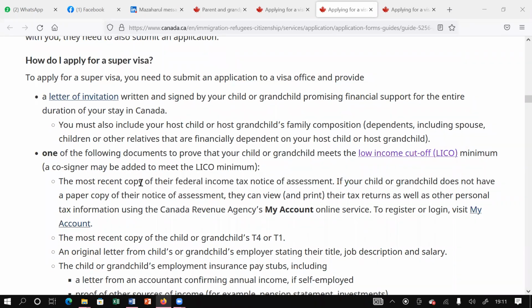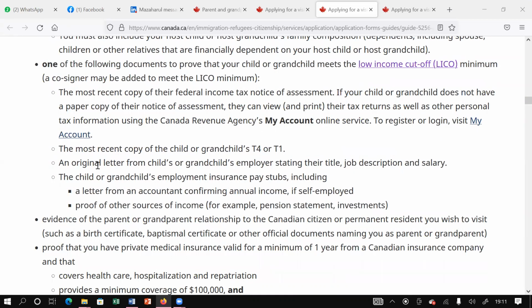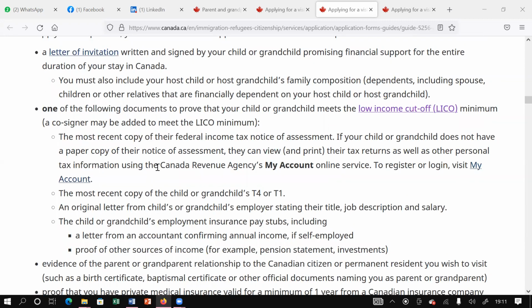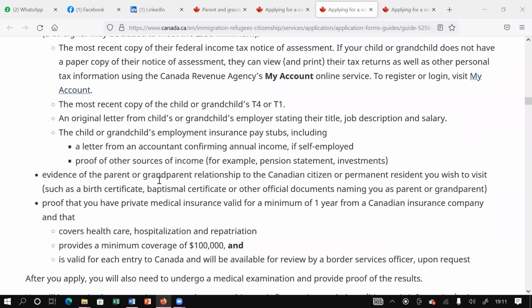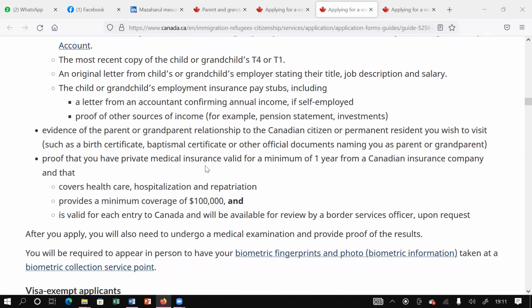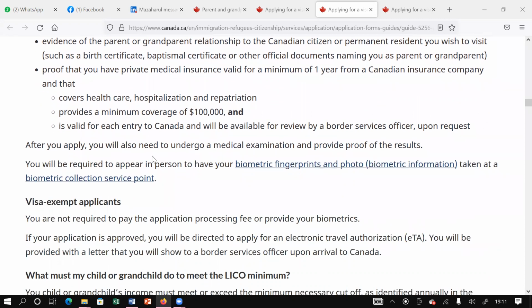Letter of invitation, any one of these following documents. You can use an original letter from the employer stating the title, job description, and salary. And finally, the 3rd one is relationship with the PR candidate, with the permanent resident, and proof that private medical health insurance is available. After you apply, you will also need to undergo a medical examination. So your parents or grandparents for the super visa will need to undergo a medical examination and provide proof of the results. You'll be required to appear in person to have your biometric fingerprints and photo taken at a biometric collection service point.